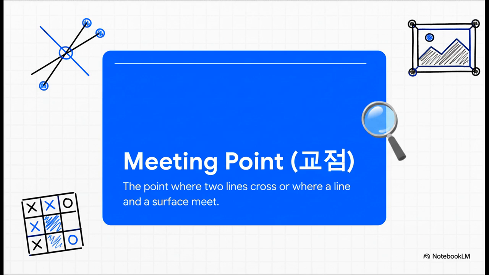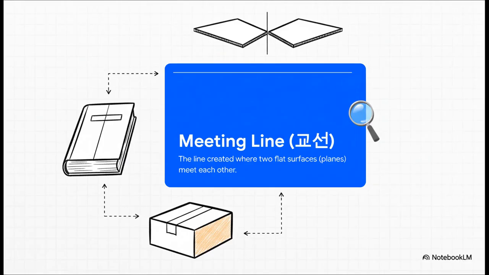You can see these everywhere. If you look at the letter X, the spot right in the middle, that's a meeting point. The corner of a picture frame, that's a meeting point where 2 sides come together. Now, what about our flat surfaces, our planes? What happens when 2 of them meet? Well, think about a closed notebook. You have the front cover and the back cover. Those are 2 planes. And where they meet, they form that straight edge, the spine of the book. That edge is what we call a meeting line. Or think of a room. Where the wall meets the floor, that's a meeting line too.